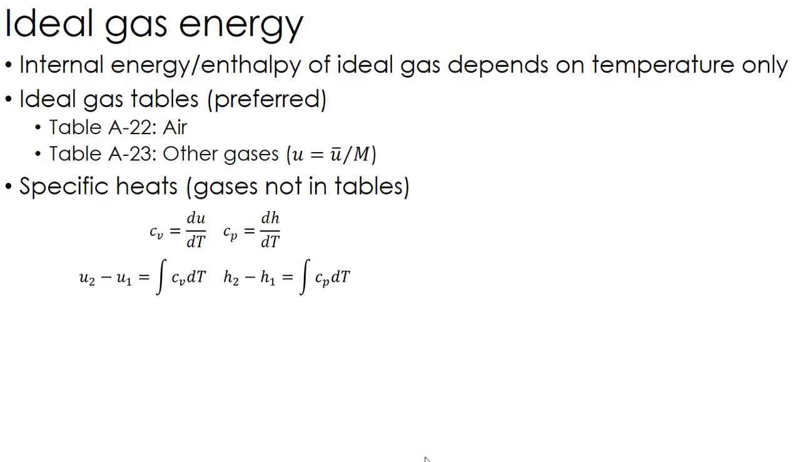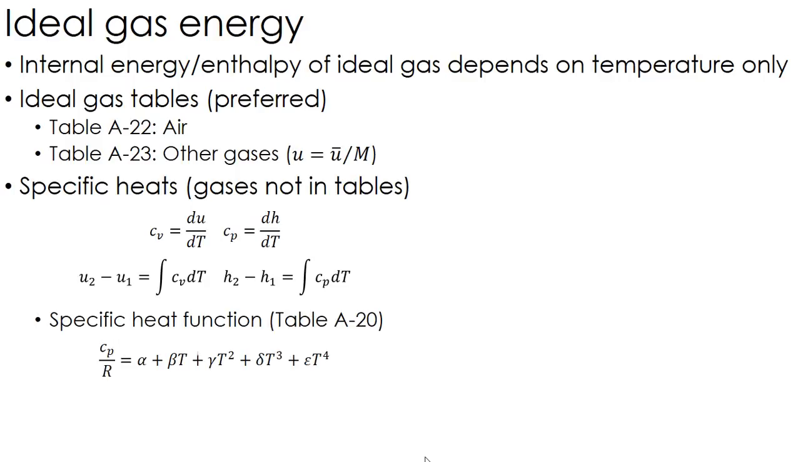Now, the thing is these specific heats are dependent on temperature. So we really need an equation of this in order to get it, and we don't really have that. However, we do have a table that gives what we call a specific heat function. And again, you would only want to use this for gases that are not in table A22 or A23, which is very rarely in this course. But I can find CP as a function of temperature through this, and the table actually tabulates alpha, beta, gamma, delta, and epsilon. Then I could take that and take an integral of it to find things.